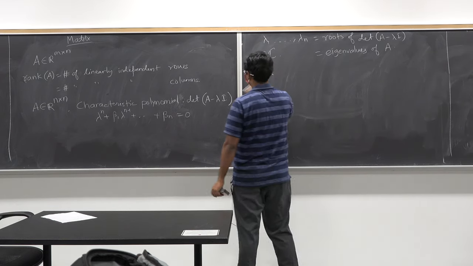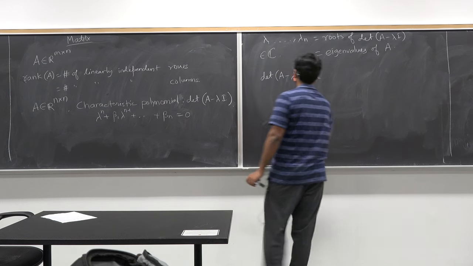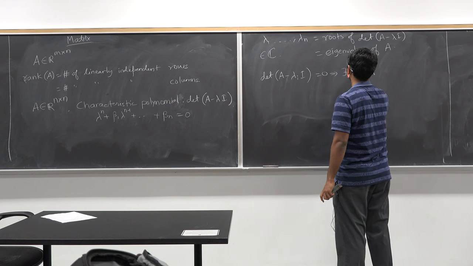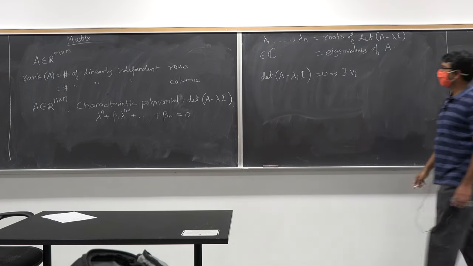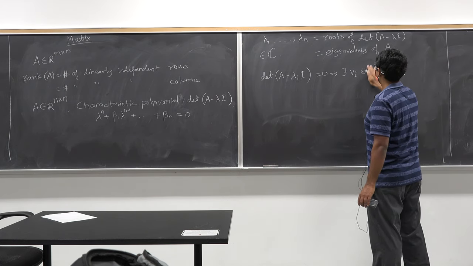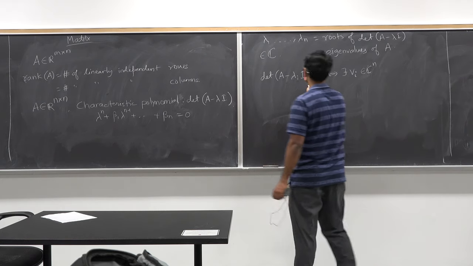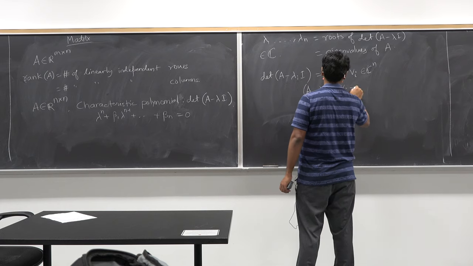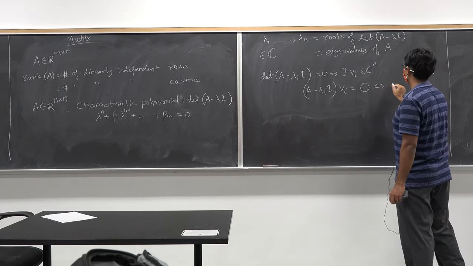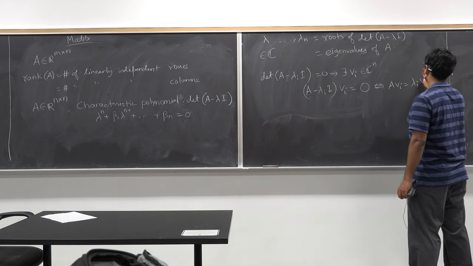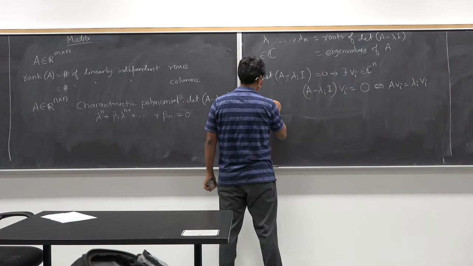Now, since the determinant of A minus lambda I is equal to 0, this means A minus lambda I has a non-trivial null space, which means there exists a vector vi in C^n, a complex vector, such that A minus lambda i I times vi is equal to 0, which is the same as saying A vi equals lambda i vi. And this v1 to vn are known as eigenvectors.